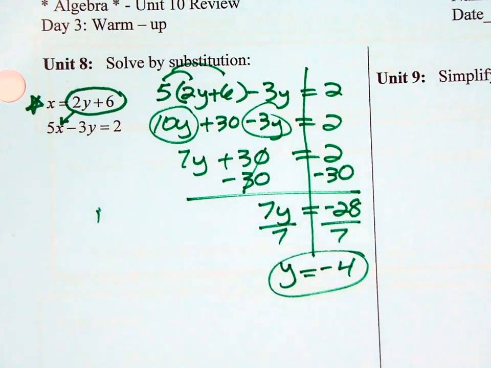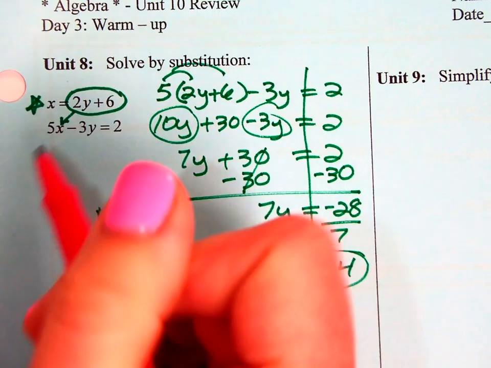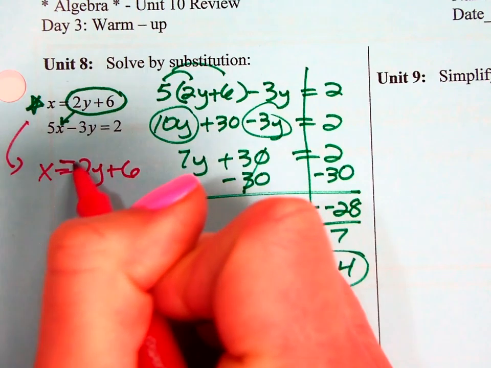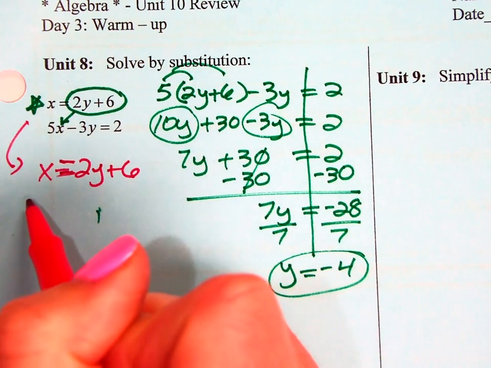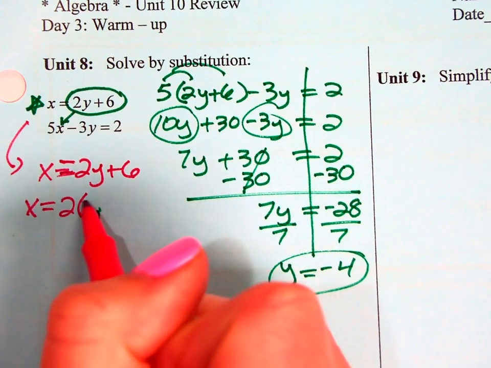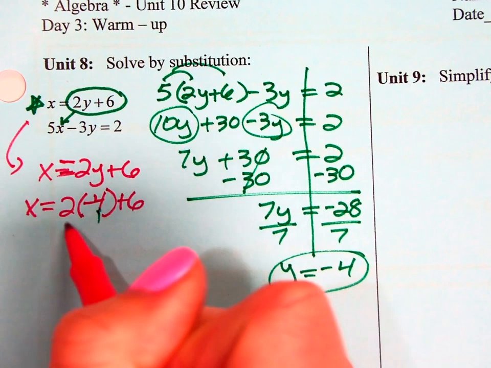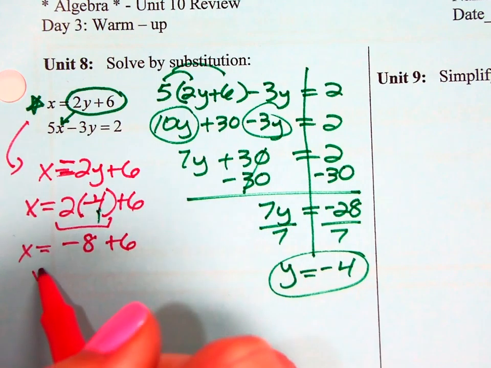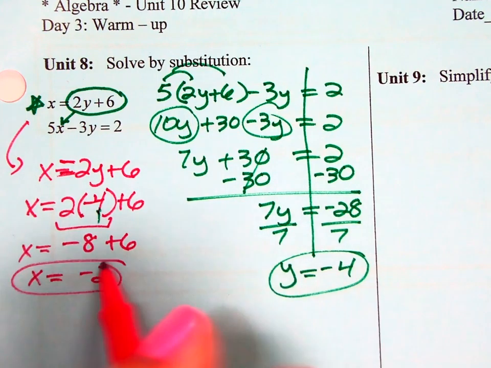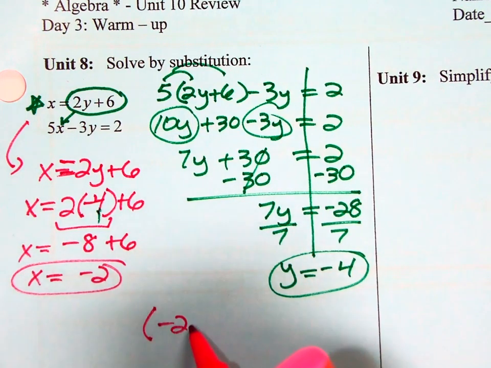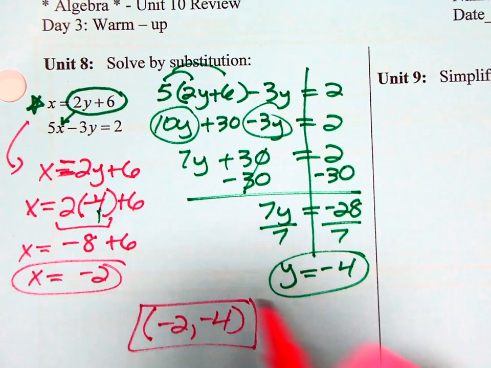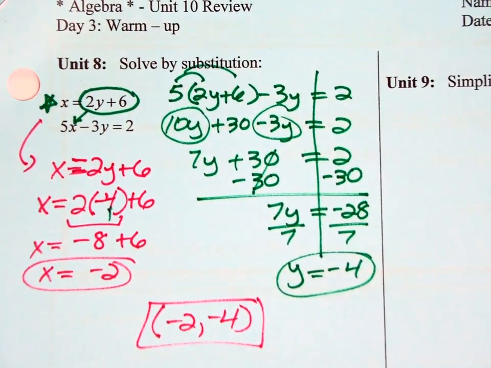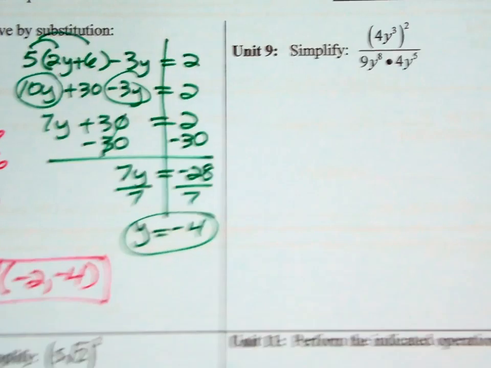Now we're going to take that answer and plug it into that starred equation. So the x equals 2y plus 6. But now, instead of y, we know y is negative 4. So x equals 2 times negative 4 plus 6. So 2 times negative 4 is negative 8. Plus 6 means that x equals negative 2. And remember, our final answer must be written as a coordinate, x comma y. So negative 2 comma negative 4. Okay?